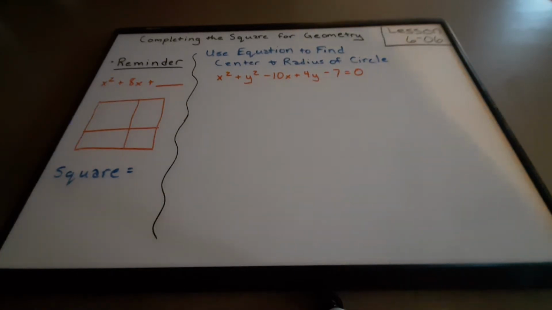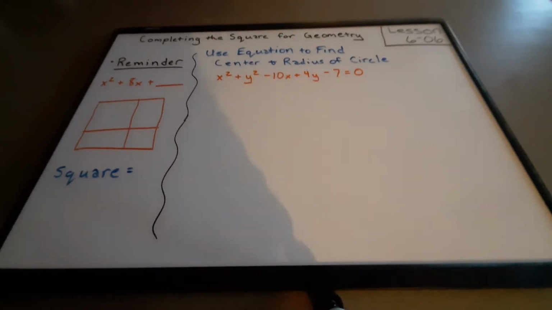I'm going to try and give you some insight on completing the square and how it's used in geometry. So a quick reminder from algebra, we just want to look at what completing the square really is. If you notice, I have a problem, x squared plus 8x, and there's a missing part. This is known as completing the square, and we can show it using our area model.